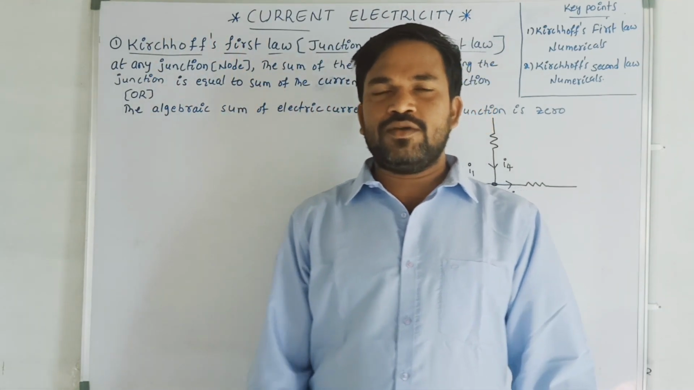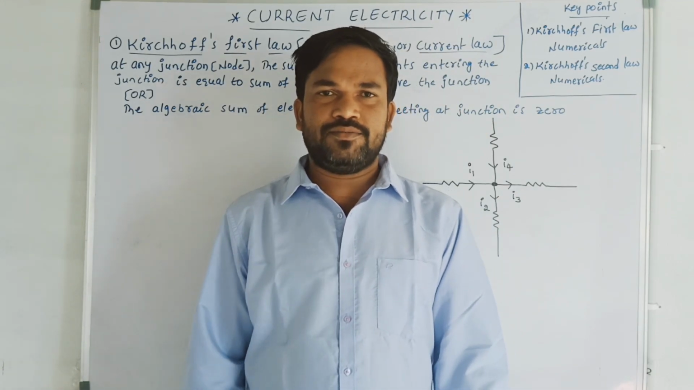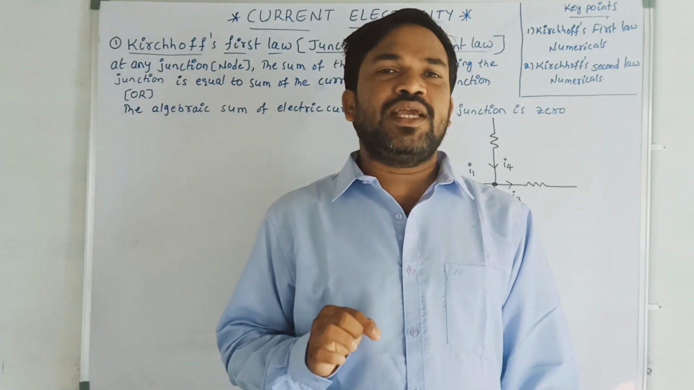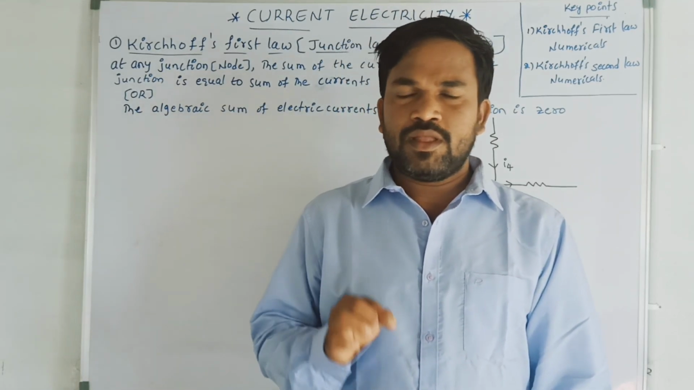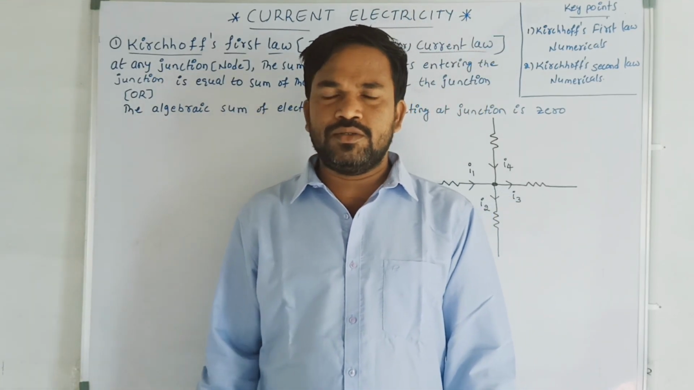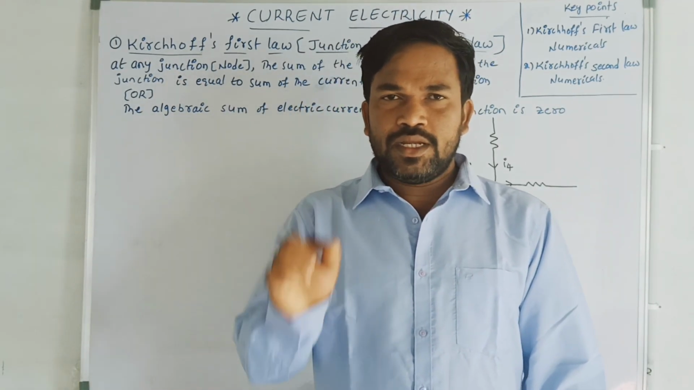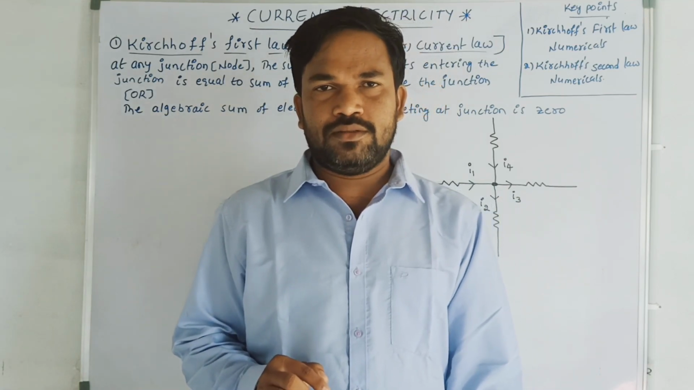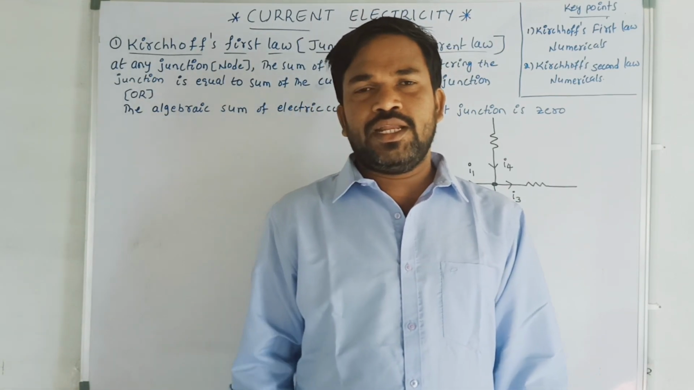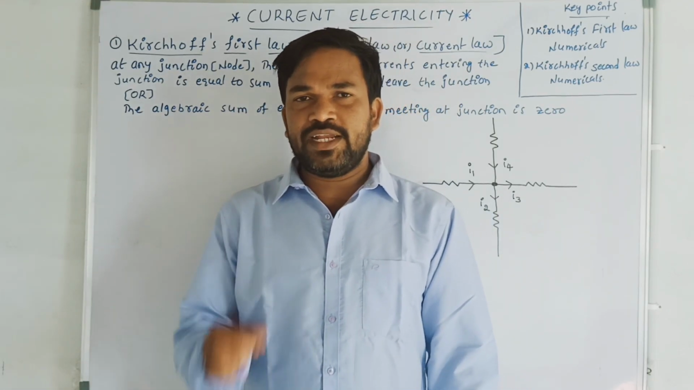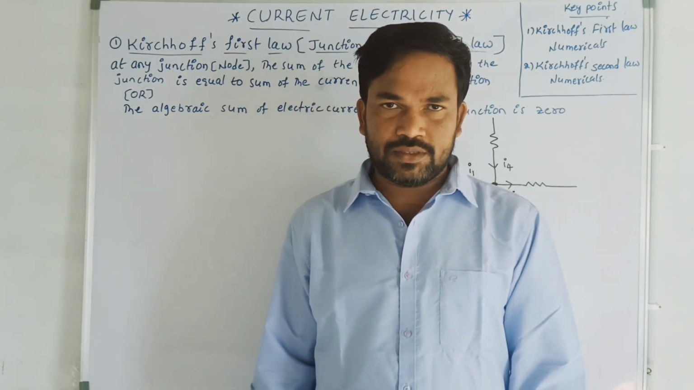In this video lecture we are going to discuss Kirchhoff's laws. We know that Ohm's law, which gives the relation between current and voltage, can be applied only for simple circuits. If it is a complicated circuit, it is difficult to find the current distribution using Ohm's law. So in 1842, Kirchhoff gave two laws for finding the current distribution in a complicated circuit.